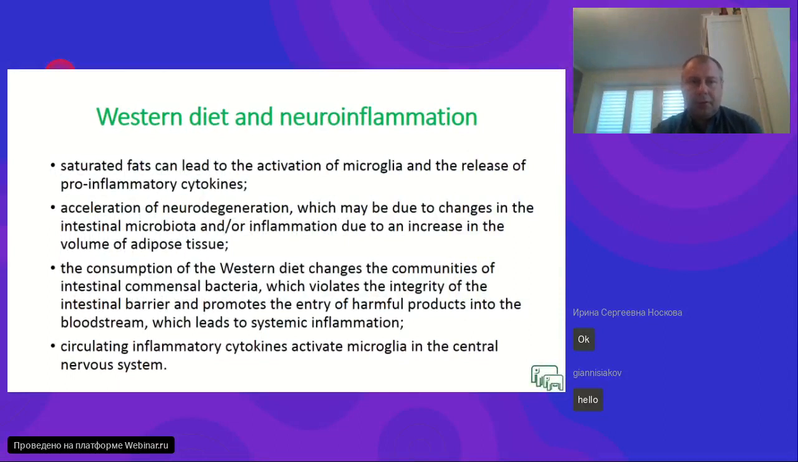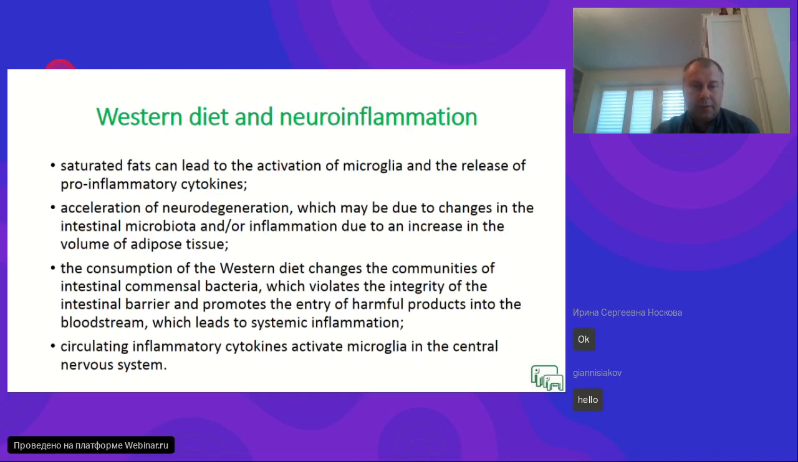Western diet, which is rich in saturated fats, can lead to activation of microglia. Microglia are special cells in the brain which produce these pro-inflammatory molecules, and they cause acceleration of neurodegeneration. It's a special process which contributes to the development of Alzheimer's disease. And what is another negative side of the Western type of diet? It changes the communities of intestinal bacteria, which violates the integrity of the intestinal barrier and promotes the entry of harmful products into the bloodstream, which reach our brain and cause Alzheimer's disease too.